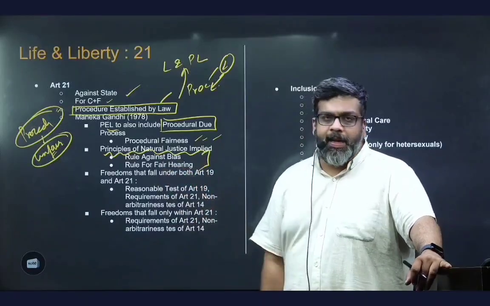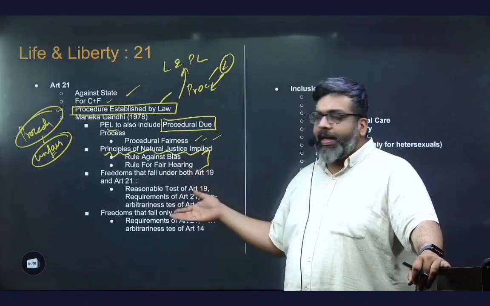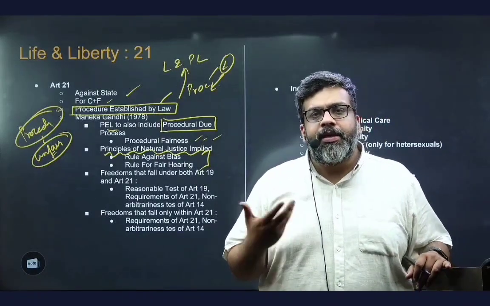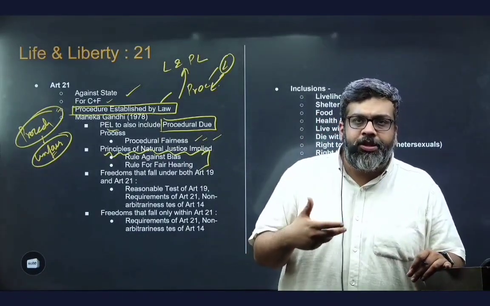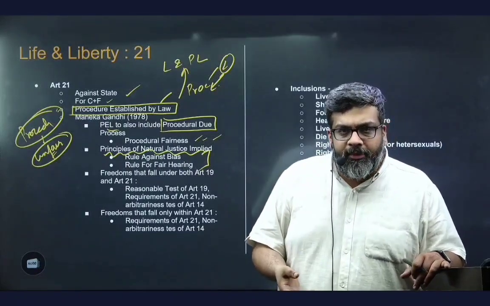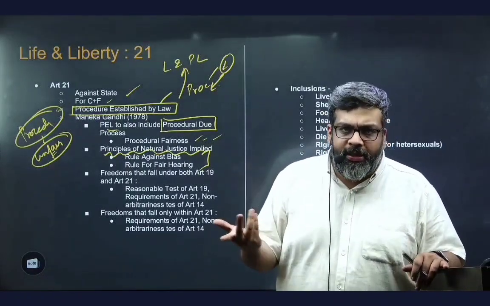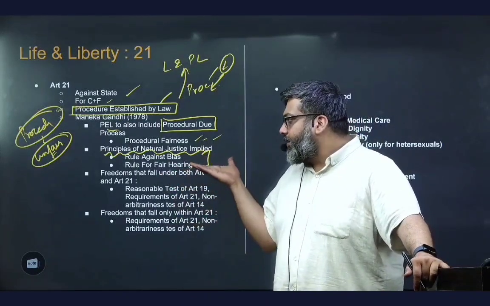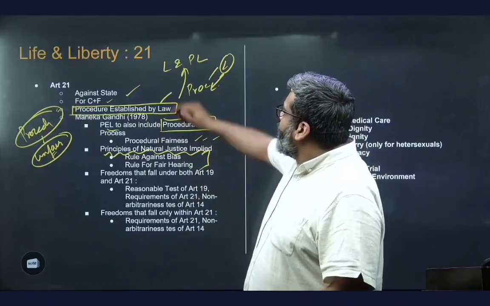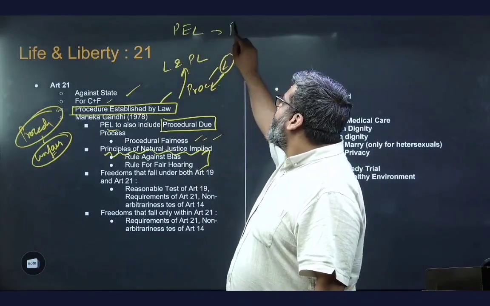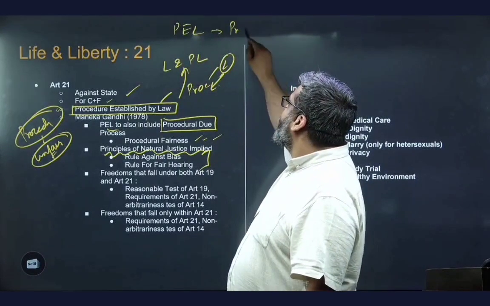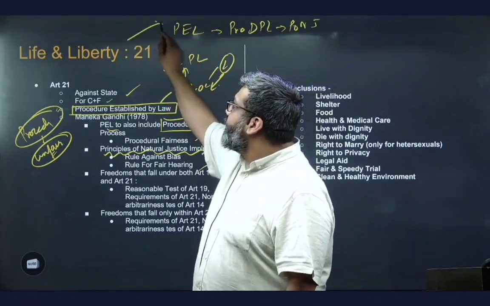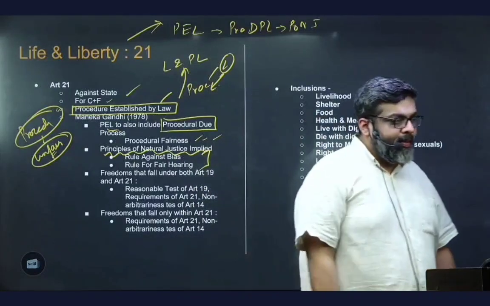You should know what the rule against bias is, and the rule for a fair hearing, which effectively means, for example, if there's an inquiry against you and you don't even get to read the charges against you, you don't get to cross-examine, you don't get to even rebut the witness or the evidence, then it's not really a fair hearing. So therefore, the second principle, the audi alteram partem principle, is the principle of natural justice. So, procedure established by law to procedural due process of law to something called principles of natural justice. This is effectively the outcome of Article 21.